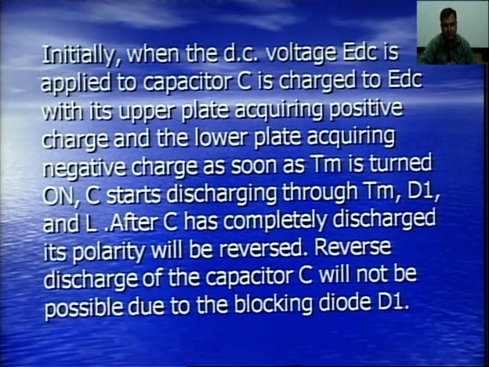Initially, when the DC voltage EDC is applied, the capacitor C is charged to EDC, with its upper plate acquiring a positive charge and the lower plate acquiring a negative charge. As soon as Tm is turned on, C starts discharging through Tm, D1 and L. After C has completely discharged, its polarity will be reversed. A reverse discharge of the capacitor C will not be possible due to the blocking diode D1.